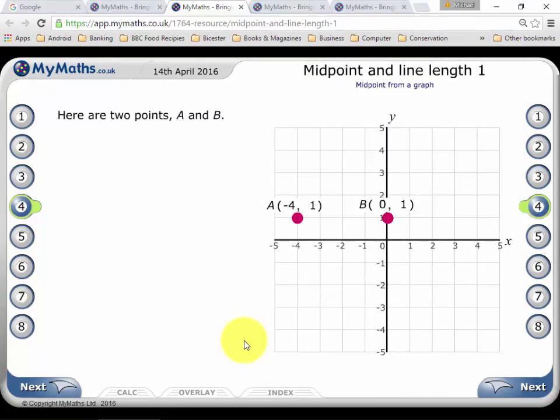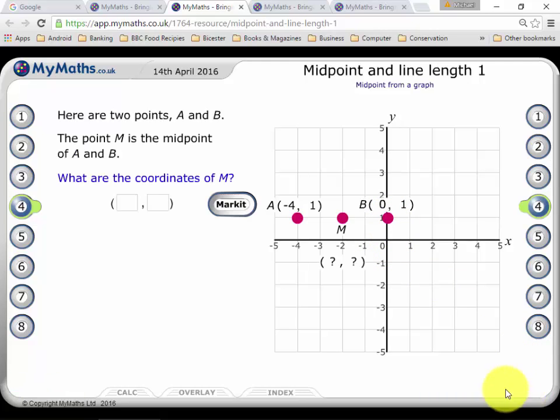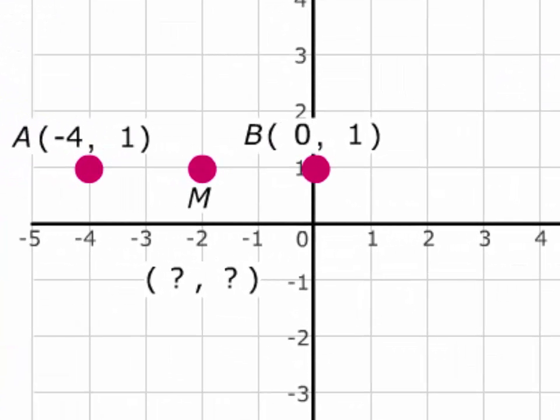Here again are 2 points A and B. A is minus 4 for x, and y is 1, minus 4 across, up 1, and B is 0 for x and up 1 for y. Click on next. The point M is the midpoint of A and B. It's exactly halfway between the two. So what are the coordinates for M?